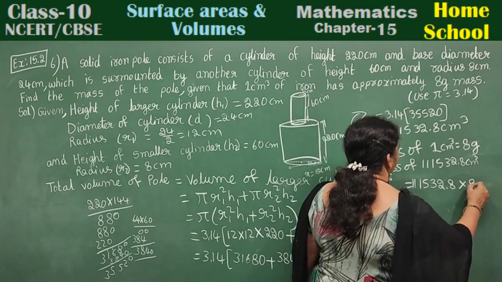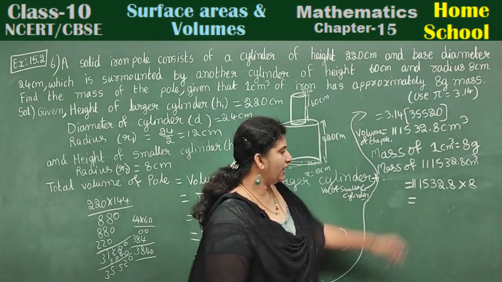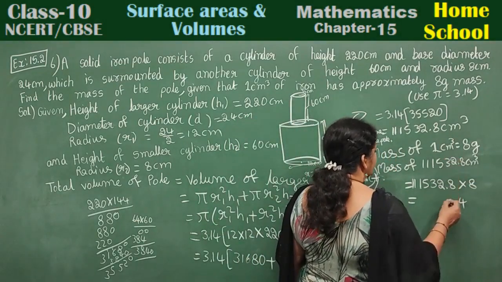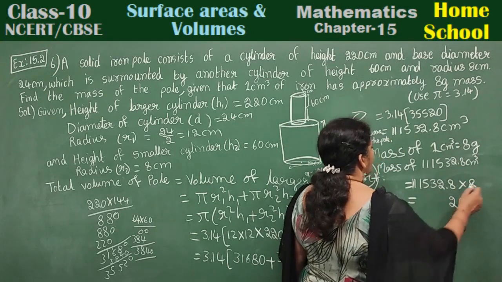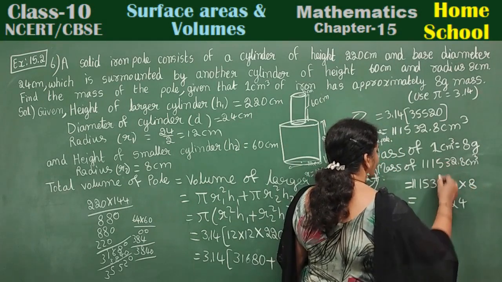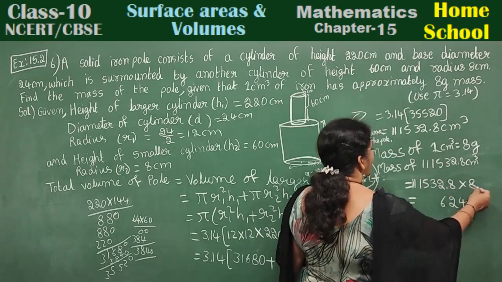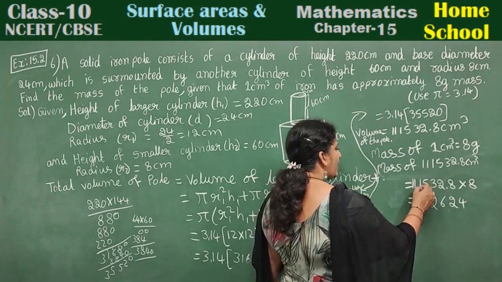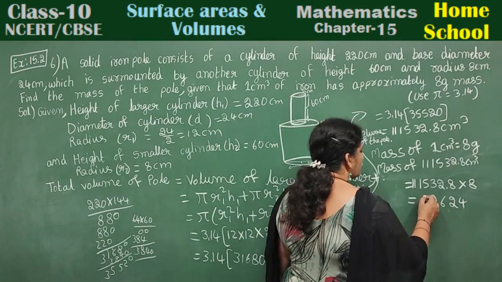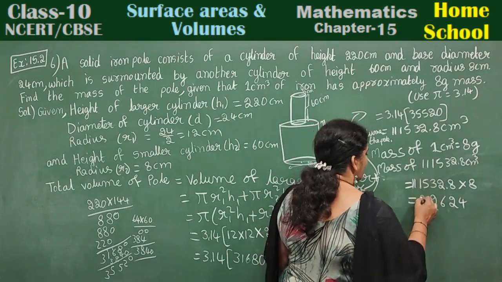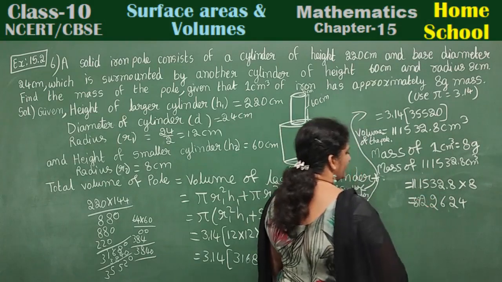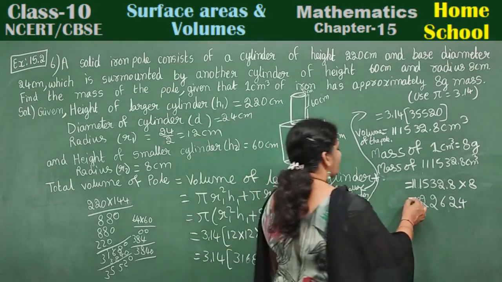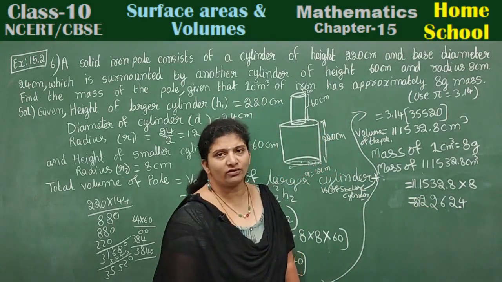111,532.8 into 8. Now directly you can multiply here. 8 8s are 64, 8 2s are 16, 16 plus 6, 22, 8 3s are 24, 24 plus 2, 26, 8 5s are 40, 40 plus 2, 42, 8 1s are 8, 8 plus 4, 12, and so on. And you have a decimal point here, so put the decimal point here. That will be 89262.4 you got.